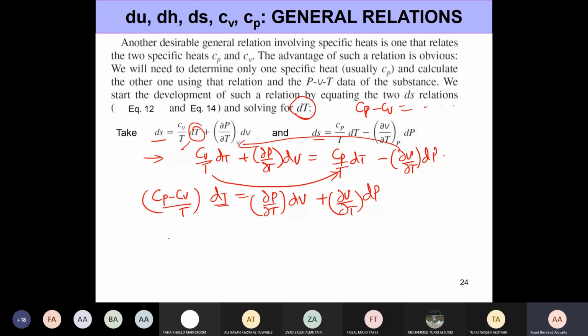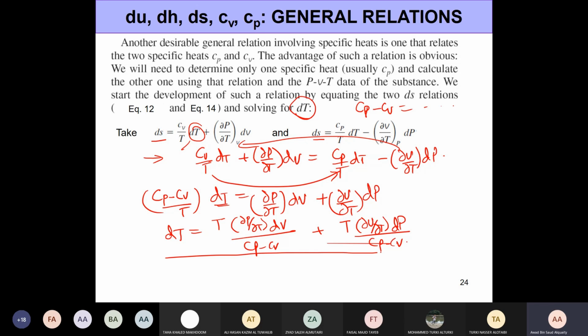Obviously, I'm solving for dT, so I can send the coefficient of dT to the right side, and I'll have something like temperature times ∂P/∂T dV divided by Cp minus Cv, plus temperature times ∂V/∂T times dP divided by Cp minus Cv. So this is one expression where dT is equal to some coefficient times dV plus another coefficient times dP.